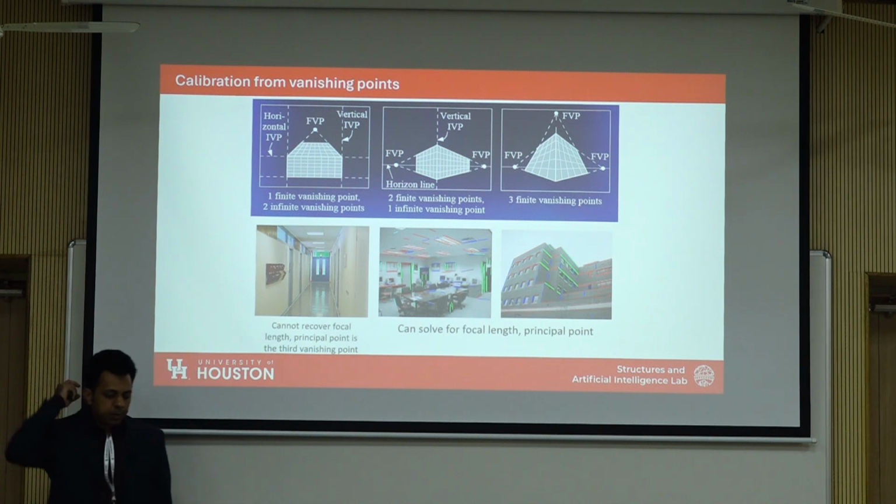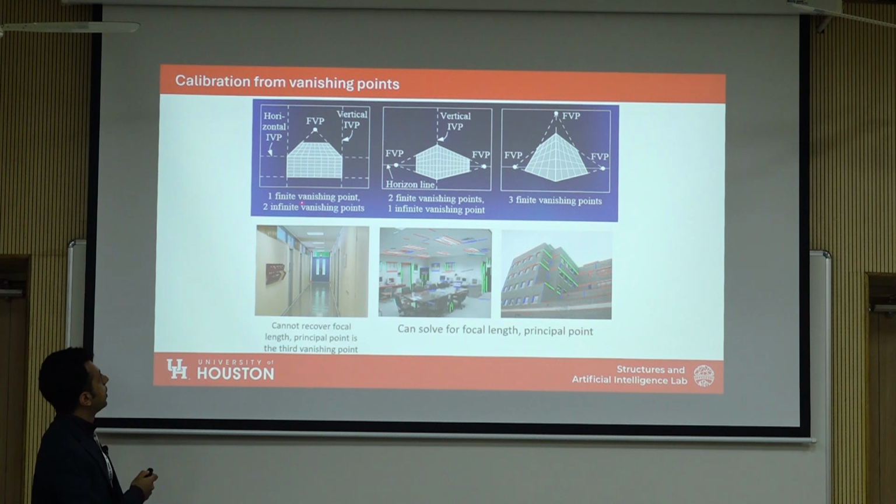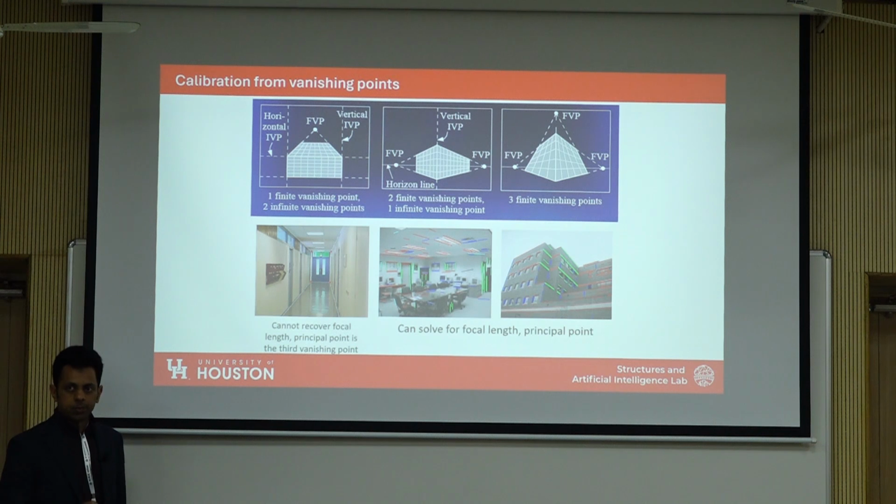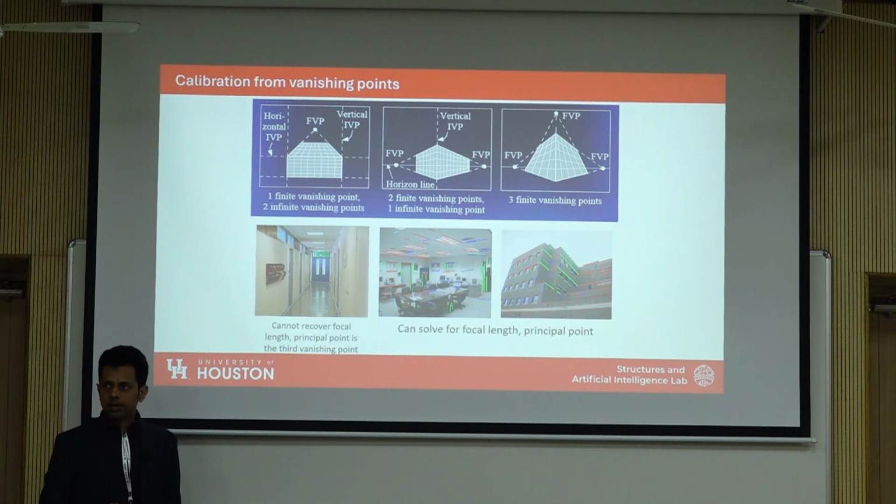So here is a summary of the vanishing points. When we have 1 finite vanishing point and 2 infinite vanishing points, like in this case, then we can't recover the focal length. And the principal point is just the 3rd vanishing point. But in these 2 cases where we have at least 2 finite vanishing points, we can solve for the focal length and the principal points. Okay.